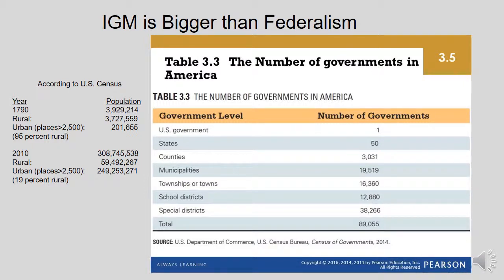But the point is, IGM and IGR are bigger than federalism because we don't just have the national government and state governments. We have one national government. We have about 50 state governments. And we also have territorial governments. This chart, which I took from the internet, but is really fairly accurate, is copyrighted there by Pearson Education, but the data comes from the Census of Governments.